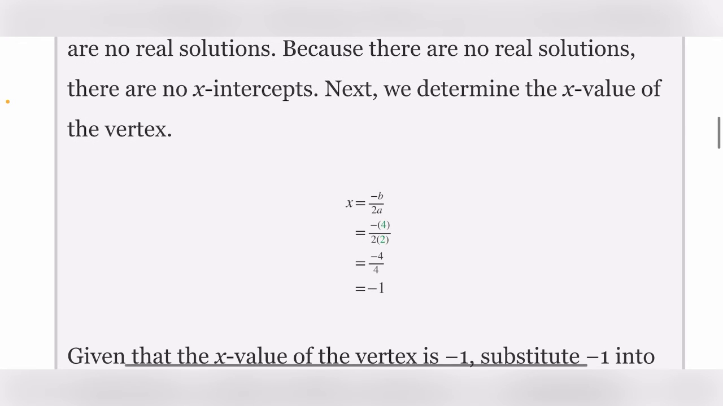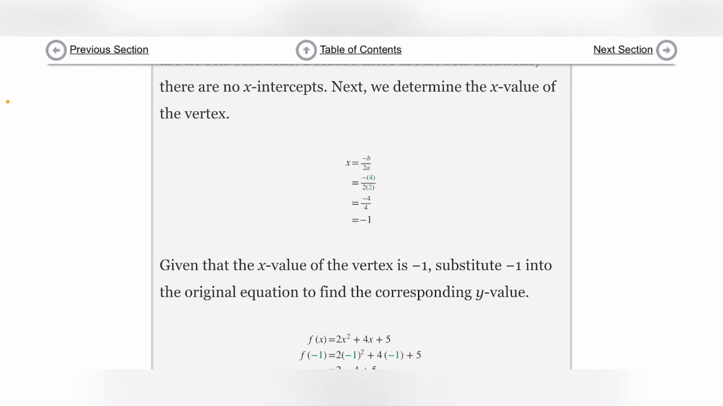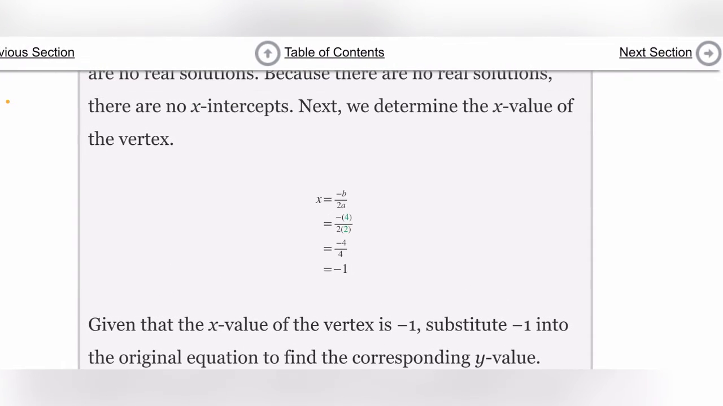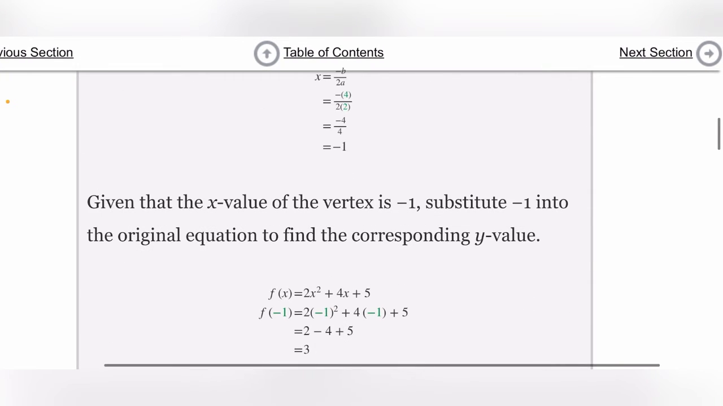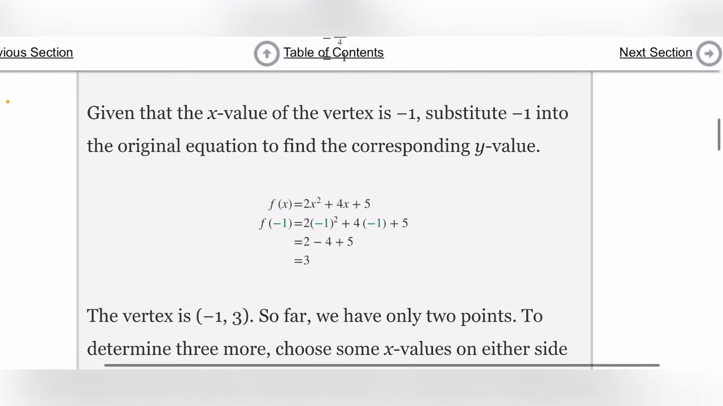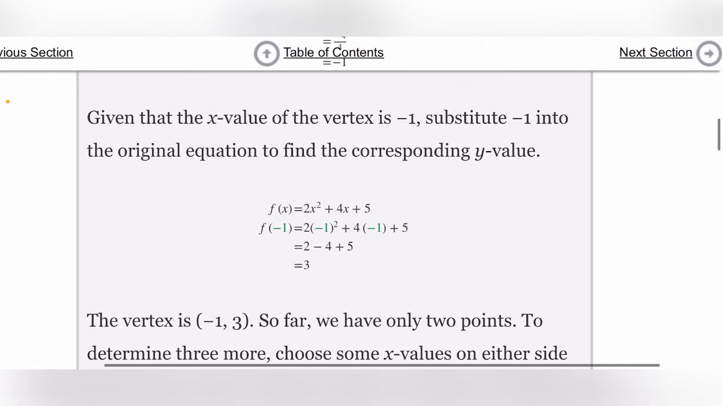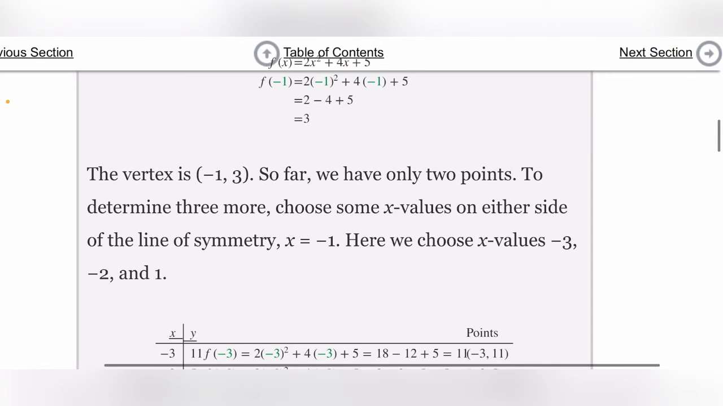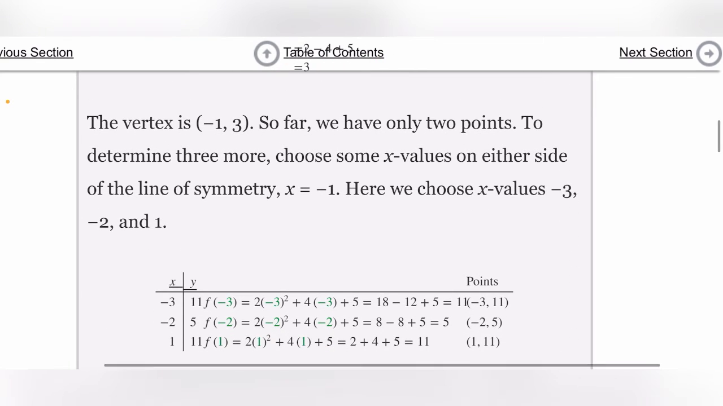Next, we determine the vertex. To find the vertex, x equals negative b over 2a, which is negative 1. Then substitute negative 1 into the function: f of negative 1 equals 3. So the vertex of this function is at the point negative 1, 3. The vertex is (negative 1, 3).